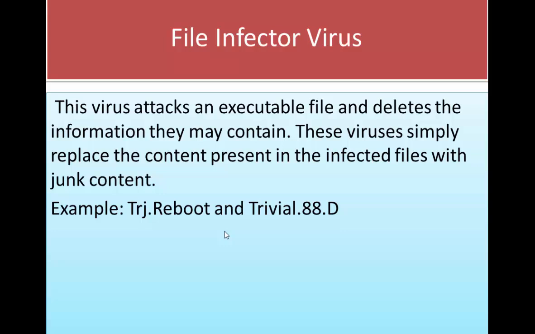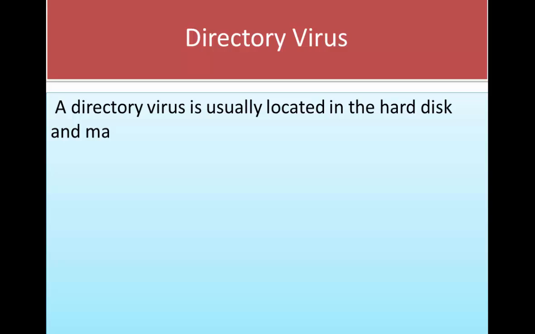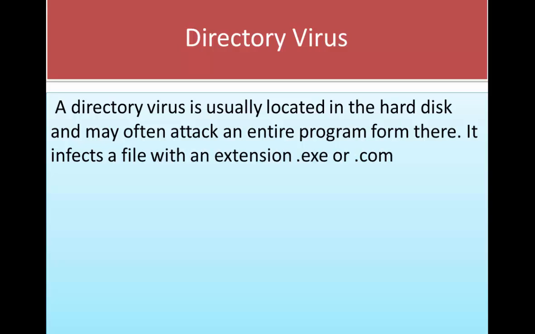Now next is the directory virus. So what is a directory? A directory virus is usually located in the hard disk and may often attack an entire program from there. It infects a file with an extension .exe or .com. So this .exe file is the executable file that we talked about earlier when we were talking about file infector virus.